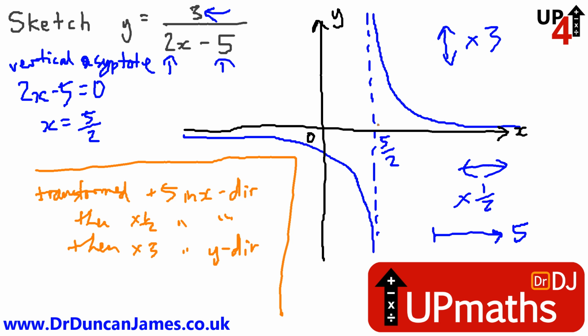And I said lazy because I've just lazily done it because it forces it to be 5 over 2. If I times by a half in the x direction and then added 5, it would have ended up at 5. The asymptote would have ended up at 5, which clearly it hasn't. So I used the fact that I'd already worked out where the vertical asymptote was to work out the transformation and the sequence it would have happened in.